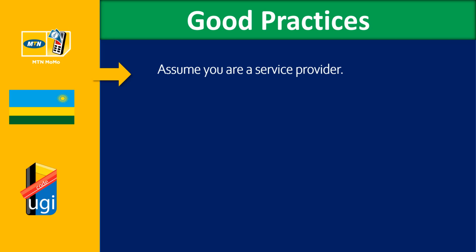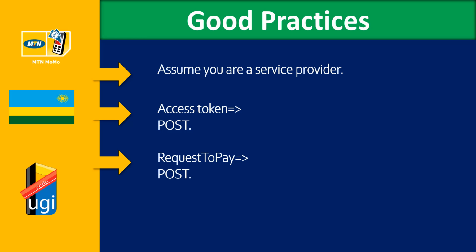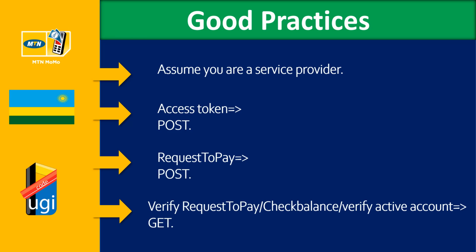No. Whatever should be done, you reason what the MTN API has been provided for you, and then you reason out what you send. So the access token needs a post. The request to pay needs a post, whereas the verify request to pay, checking of balance, verifying an account if it's active on MTN, you need to send a get request.